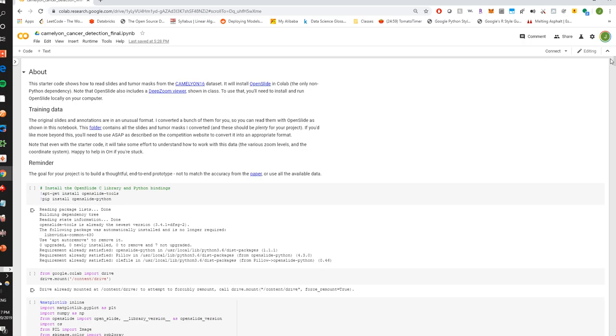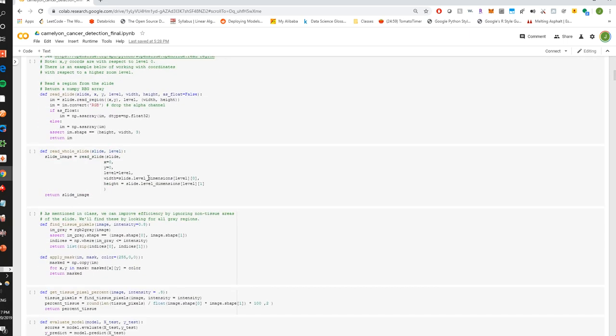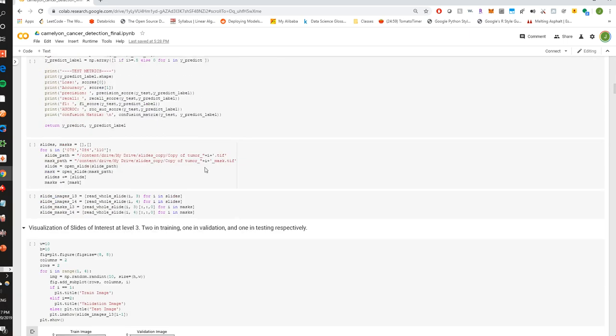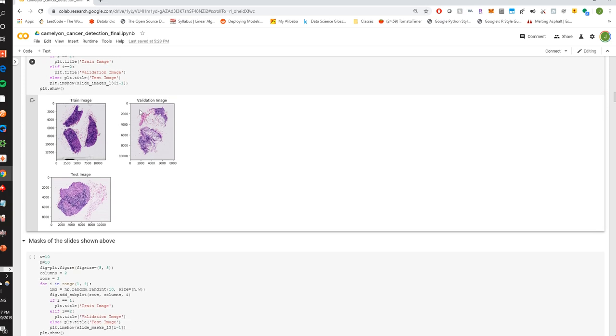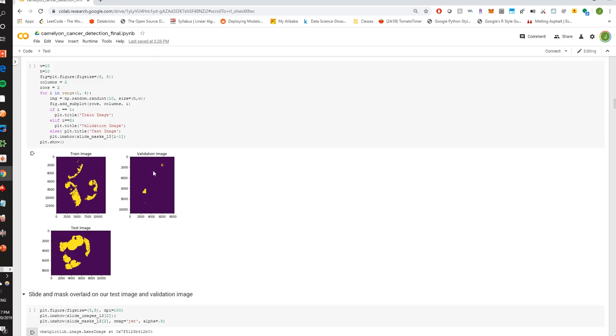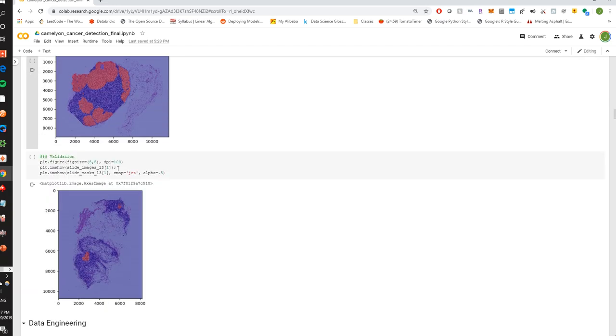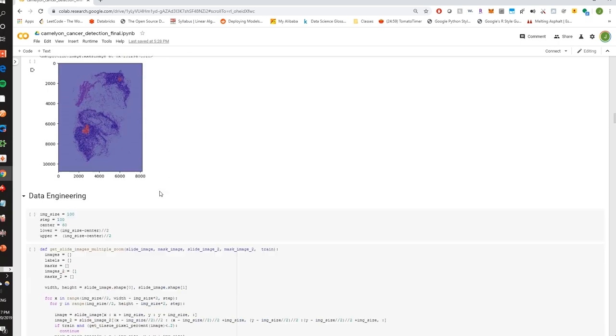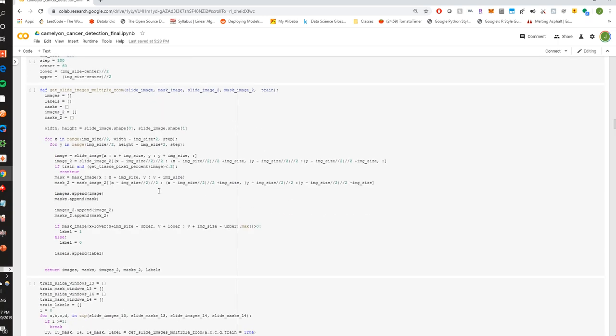So a lot of this is unimportant. We're just defining some functions and importing some packages. You can see the images that we're using. These are the masks, and these are masks overlaid on the actual image. So all of that is really good.